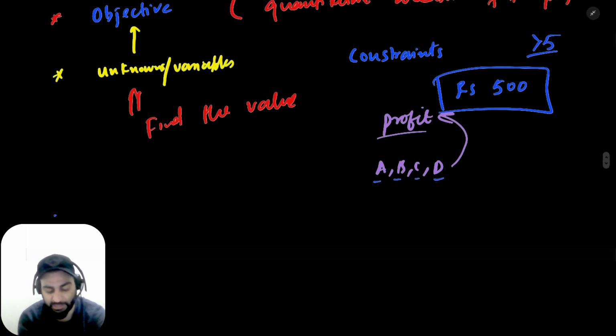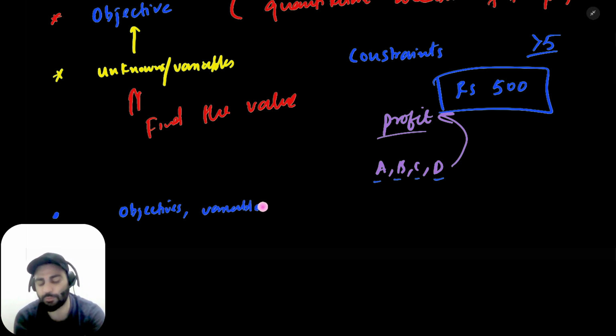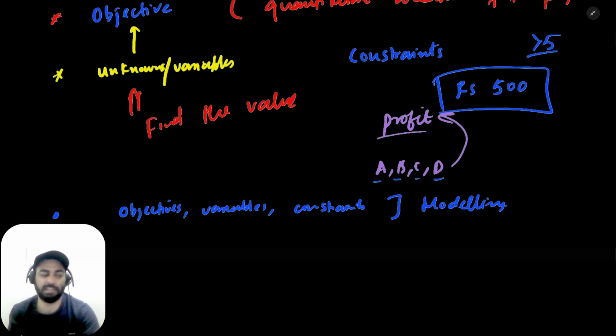So again, I'll write it here. This is the process of identifying objectives, and identifying the variables and unknowns which impact this objective, and then the constraints. This is called modeling. Is it clear?